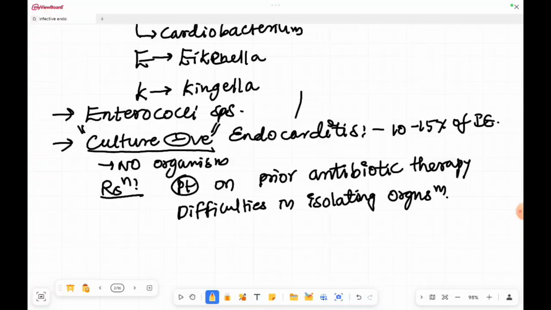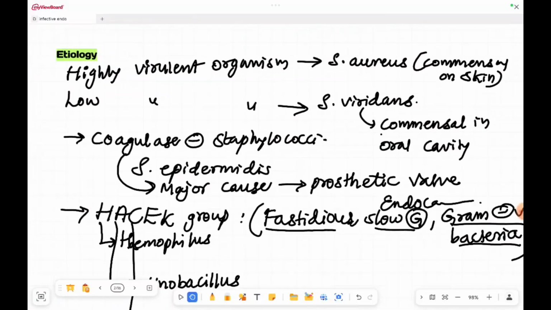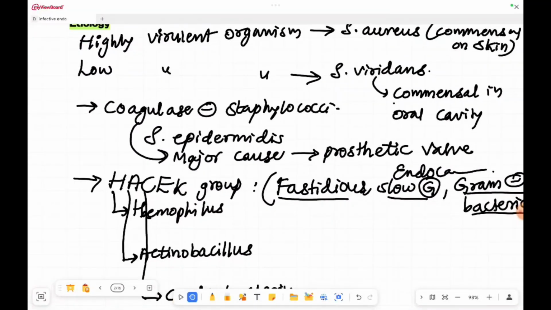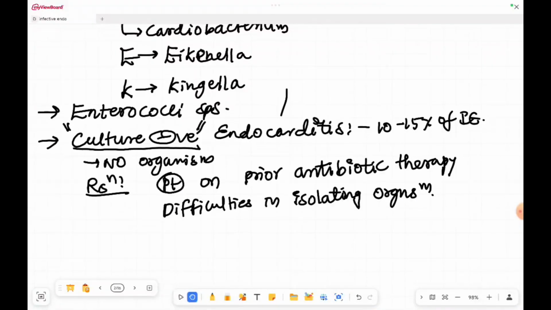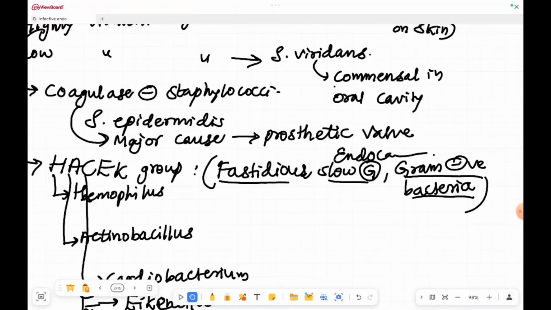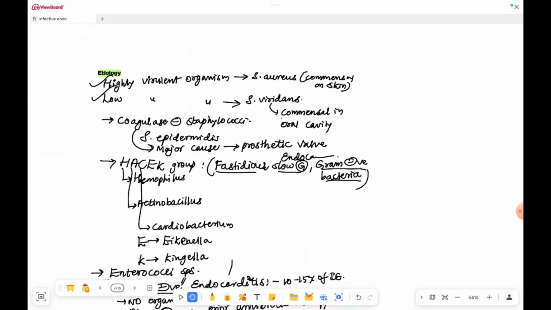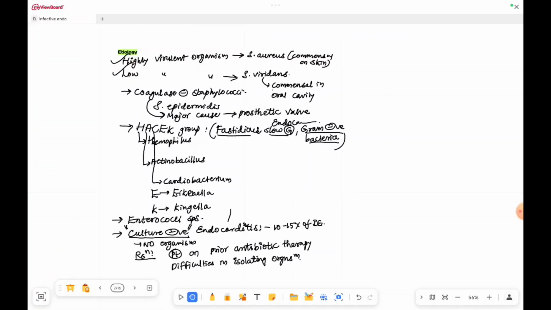So this is all about etiology. Highly virulent organism and low virulent organism; coagulase negative staphylococci, example Staphylococcus epidermidis; next the HACEK group of organisms and Enterococci species. So this is about the etiology of infective endocarditis. If you want, you can take a screenshot.